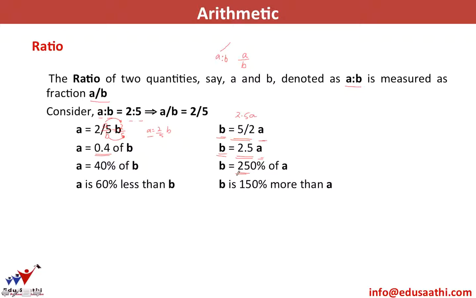Or in other words, I can say A is 60% less than B. So if I take my reference point to be B, A is 60% less than B and A is only 40% of B. Whereas if I take B in comparison to A, that means if I take my reference point or base as A, I would say B is 150% more than A. So if I'm comparing it with A, B is 250% of A, or B is 150% more than A.